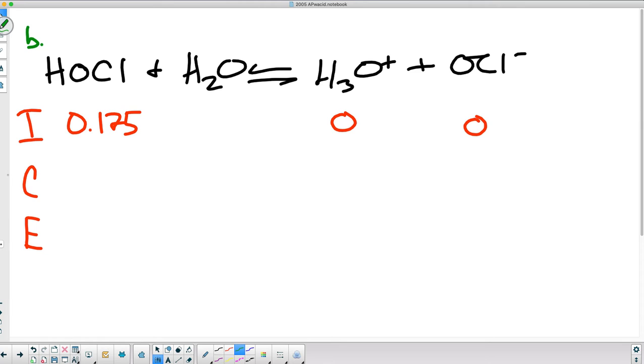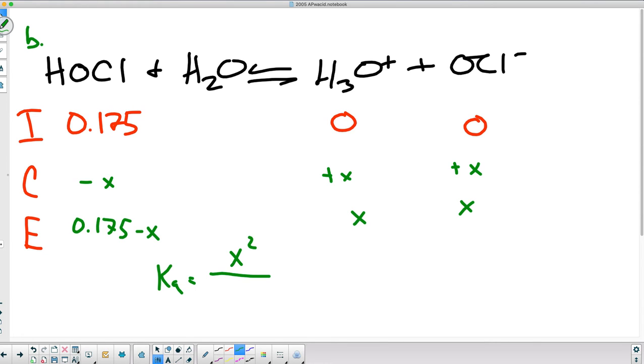I'm starting with 0.175 concentration, 0 and 0 on that side. We're not even considering the H2O, of course. For our change, we're going to have a minus X, and a plus X and a plus X. This is nothing new. This is all the same stuff that we've done before. 0.175 minus X, and then, of course, X and X. When I plug this into the Ka, I get x times x, which is x squared, over 0.175 minus x, but you know what I'm going to do with that.